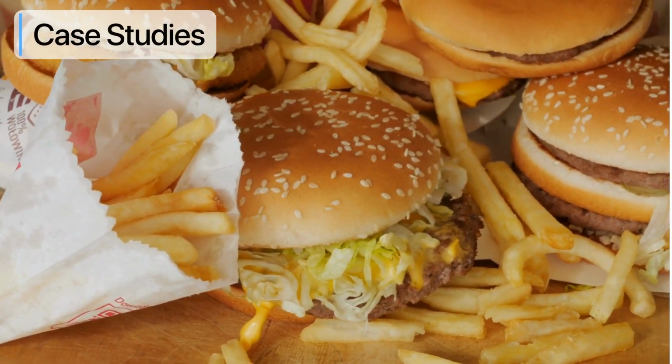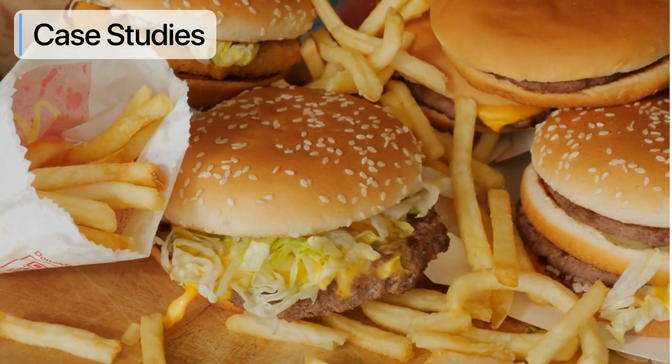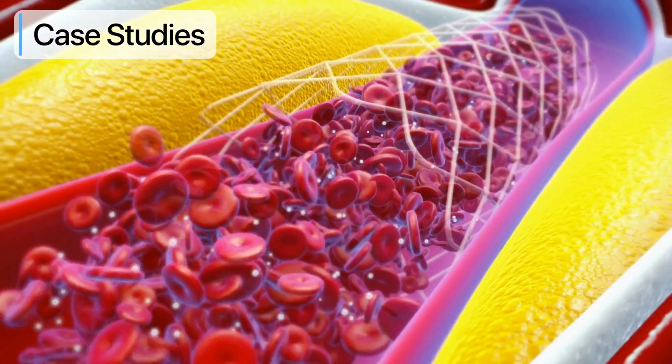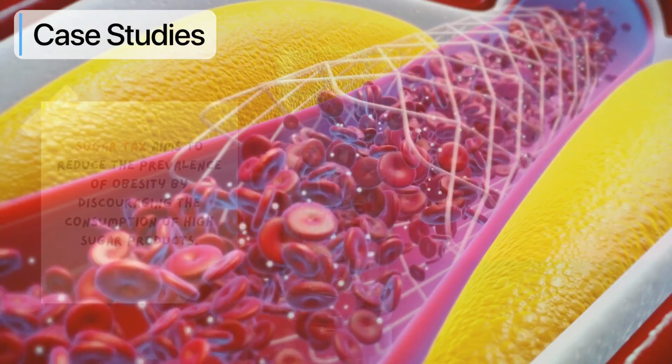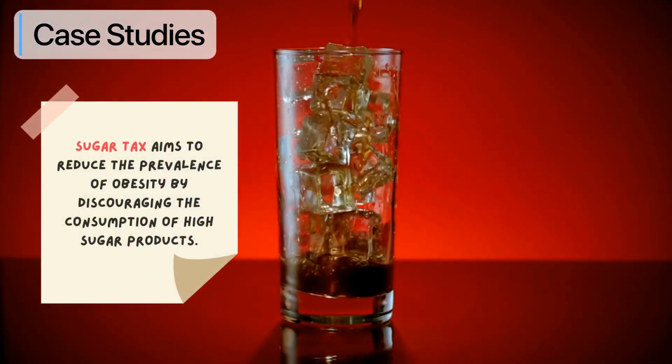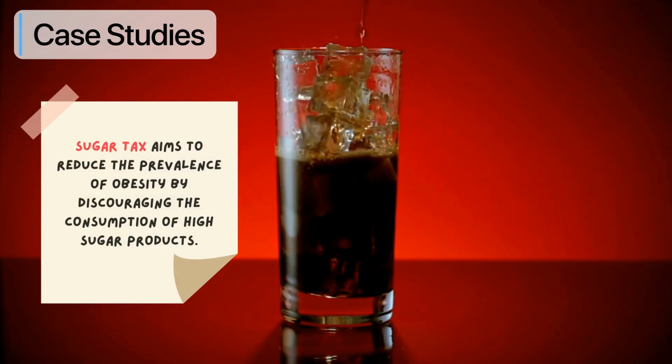When individuals consume more calories than they burn, they can become overweight or obese. Obesity significantly increases the risk of developing type 2 diabetes and cardiovascular diseases. Policies like the sugar tax aim to reduce the prevalence of obesity by discouraging the consumption of high sugar products.